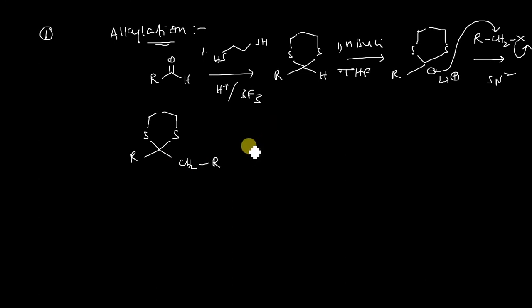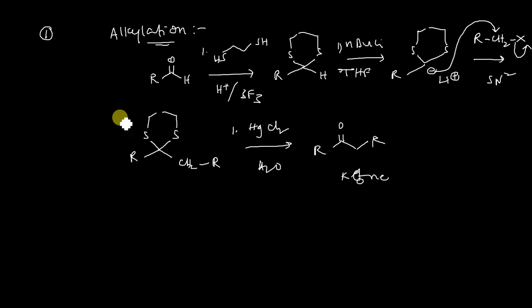Which gives you disubstituted dithiane. Once your nucleophile adds to the electrophile, you can do the hydrolysis of this disubstituted dithiane. You will end up with the ketone.